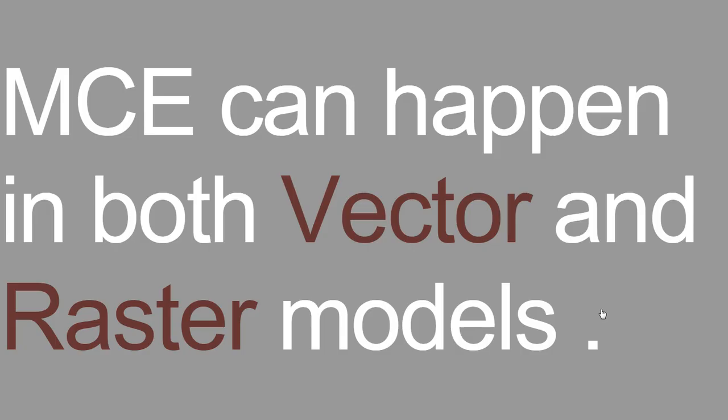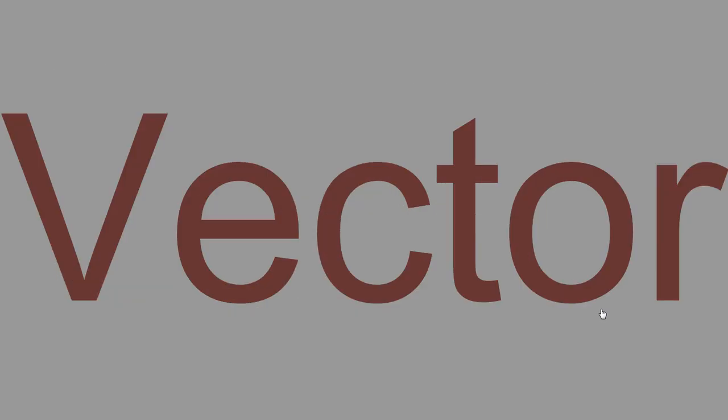Now, MCE can happen in both vector and raster models. Okay, and oftentimes we'll use vector to a certain point in our modeling process, and then we'll use rasters, or we'll bring the two together. And remember, we can convert between raster and vector. We can go back and forth between the two models. That's not a problem. As long as they're in the same coordinate system and everything overlays correctly, we can do transformations between the two models perfectly fine.